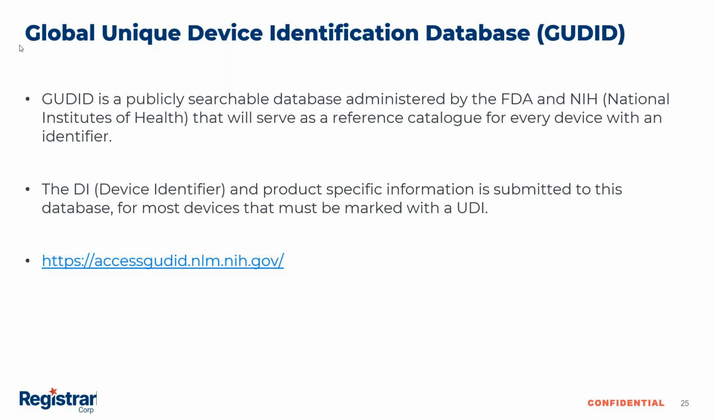Similar to the registration and listing database, a UDI also has a Global Unique Device Identification Database. GUDID is a publicly searchable database administered by the FDA and the National Institutes of Health that will serve as a reference catalog for every device with an identifier. The DI, or device identifier, and product specific information is submitted to this database. If you're a labeler and you're submitting your UDI, companies can publicly search your submitted UDI in this database.